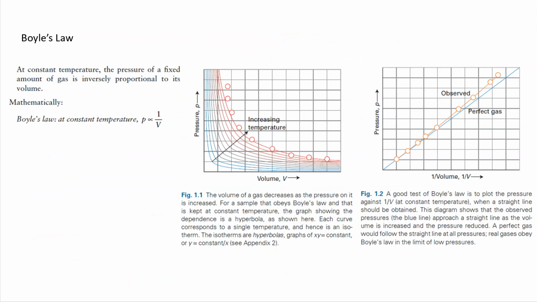So let's look at some of the ways we can utilize the ideal gas law, or PV equals nRT, to solve some problems. And one of the ways we can use it is if we're holding certain components of PV equals nRT constant, we can use simplifications. And the first simplification is going to be Boyle's law.